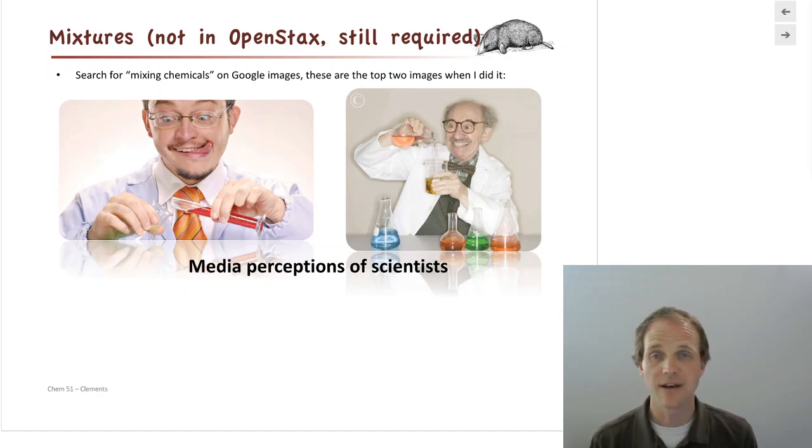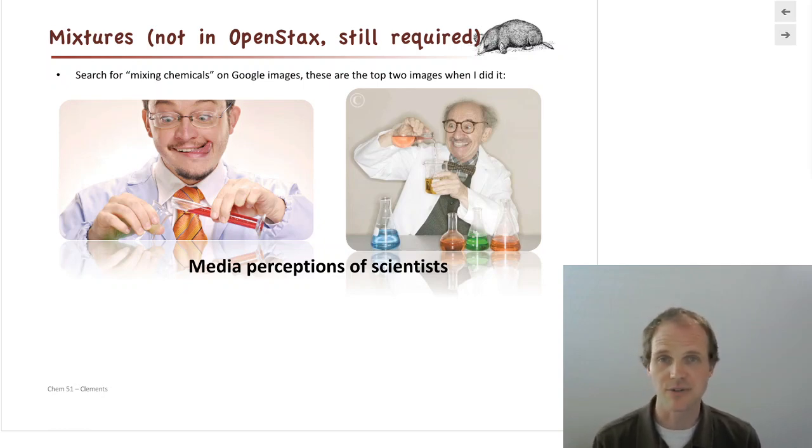So we now know how to calculate the pH of a weak acid or a strong acid. The next thing we want to do is look at what happens when we have mixtures of acids. Now, this material is not in the OpenStax textbook, but it is material that we will have on tests and quizzes for this class, so be sure to be paying attention.